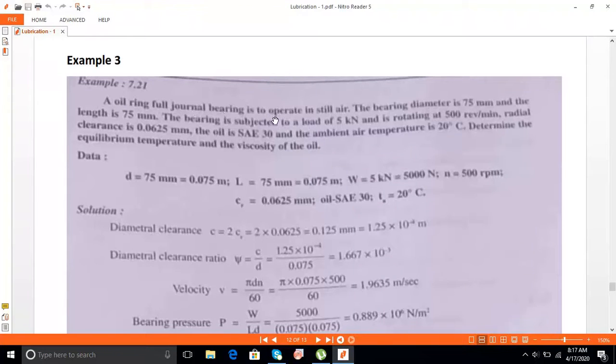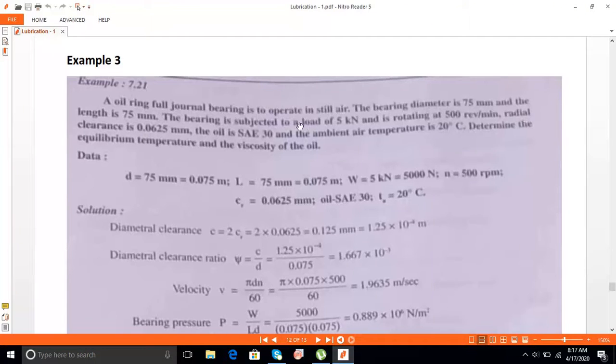Here, an oil ring full journal bearing is to operate in still air. The bearing diameter is given and the length is also given. The bearing is subjected to a load of 5 kN and it rotates at 500 revolutions per minute (RPM). Radial clearance is given. This has to be very much understood. Radial clearance is 0.0625 mm. As it is mentioned in mm, it is C dash, the radial clearance.